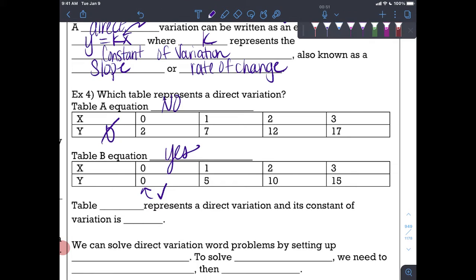Okay. So table B is representing my direct variation, and its constant of variation is, well, let's look. I can't tell there. Times 5, times 5, times 5. Okay, constant of variation is 5.